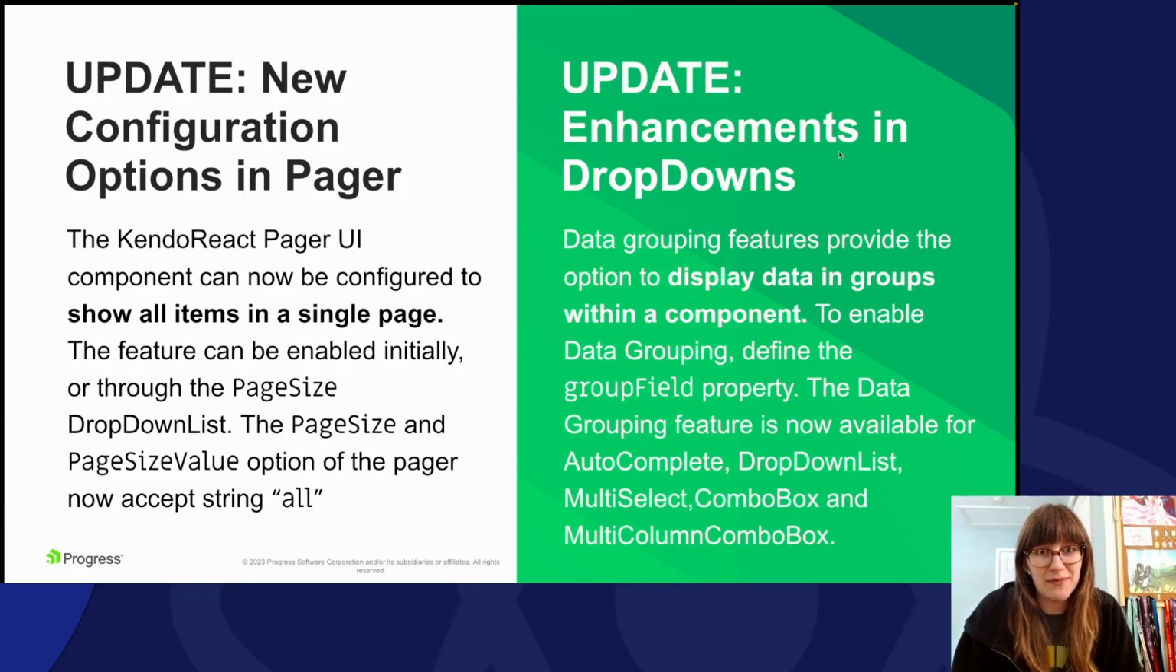We also have enhancements to our dropdowns, which will let you display data in groups within a single component. So within the list, it'll nest things into smaller sections. This is really great. Again, if you have a super large data set or lots of things to choose between, you can set them. So if maybe you have a list of employees, you can organize them by team. So that is going to be available for our autocomplete, drop-down list, multi-select, combo box, and multi-column combo box.